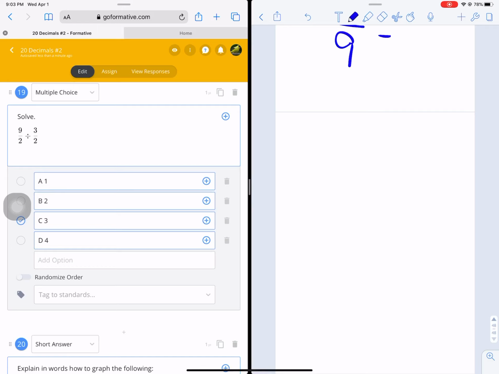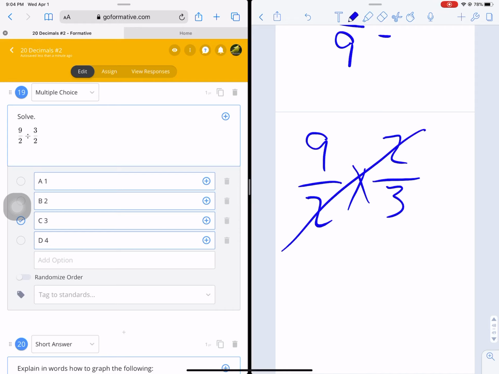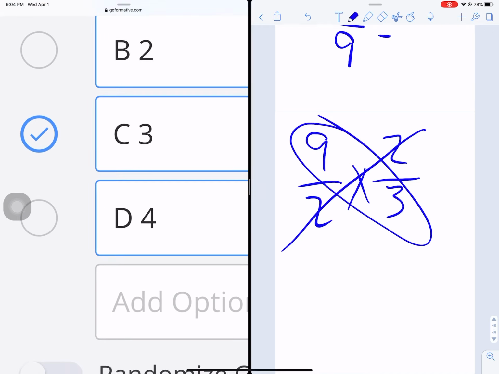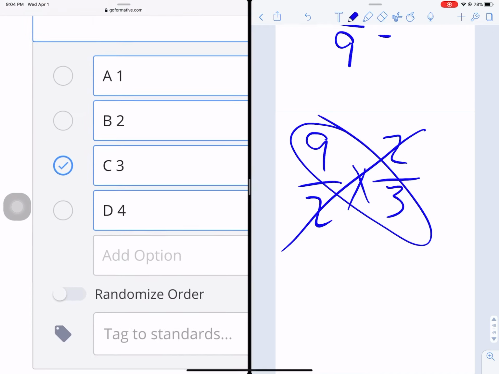9/2 divided by 3/2. In the last video, I taught keep, change, flip. Go check it out. Get a little keep, change, flip in your life. Here's an advanced way of doing some keep, change, flip. I would do keep the first one, change the sign, flip the second one. Notice that the 2's can be canceled. Boom. And notice also that 9 divided by 3 is 3, which is why this is 3. That's kind of the advanced way.